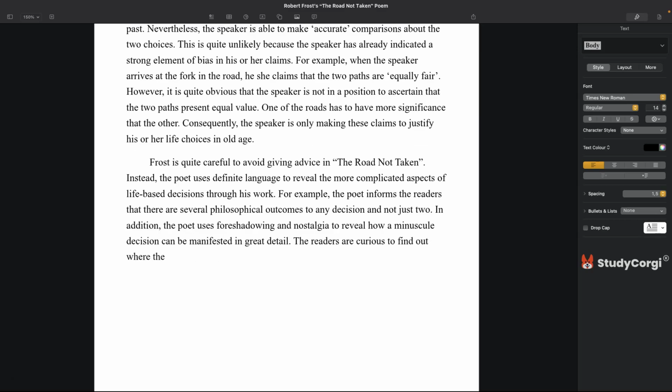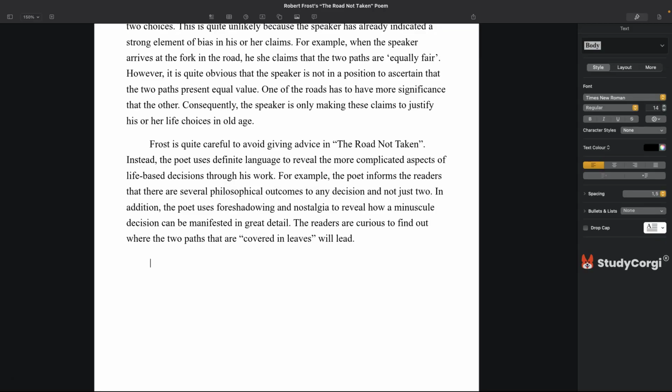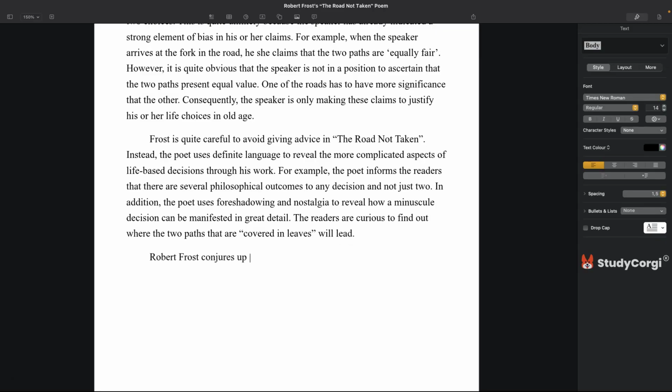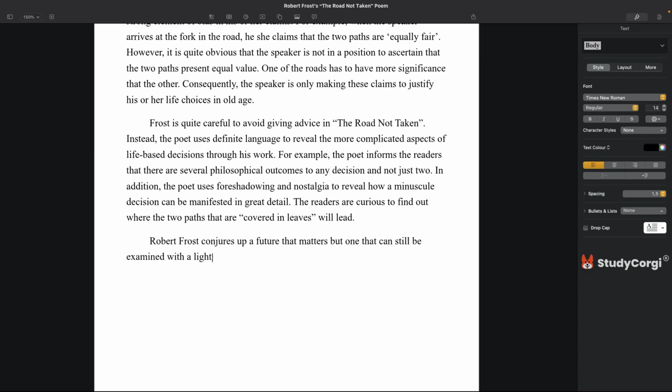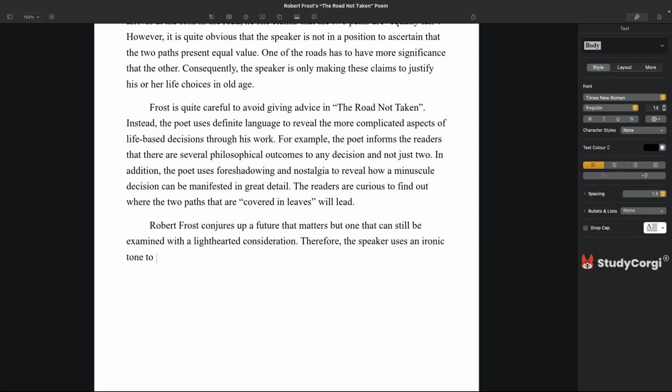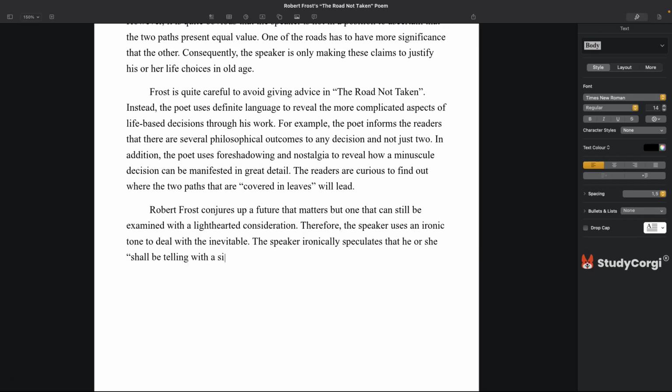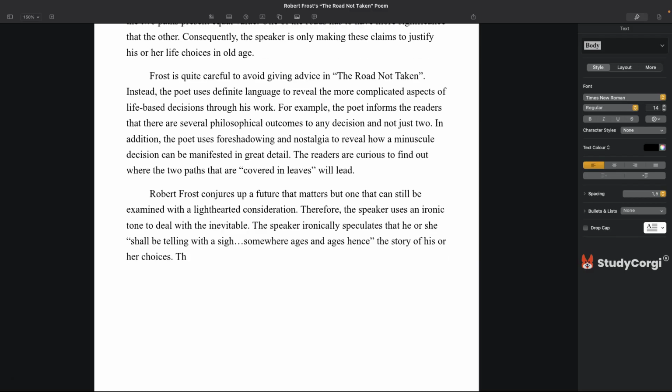The readers are curious to find out where the two paths that are covered in leaves will lead. Robert Frost conjures up a future that matters, but one that can still be examined with a light-hearted consideration. Therefore, the speaker uses an ironic tone to deal with the inevitable. The speaker ironically speculates that he or she shall be telling with a sigh, somewhere ages and ages hence, the story of his or her choices.